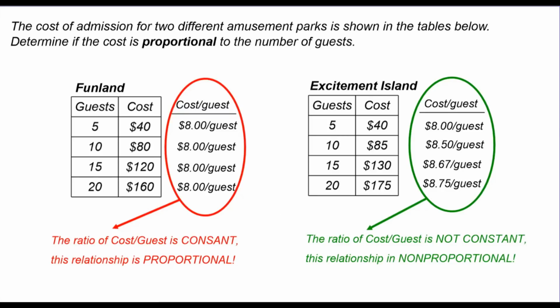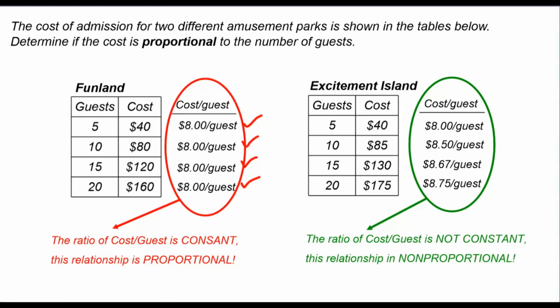So looking at Funland, you'll see that no matter how many guests we have, the cost to guest ratio or the unit rate is always the same. It's always $8 per guest, and that is called the constant of proportionality. If that ratio or if that unit rate is always the same for every ordered pair in our table, that's going to be what we call a proportional relationship, because every one of these ordered pairs forms the same ratio. It makes the same proportion.